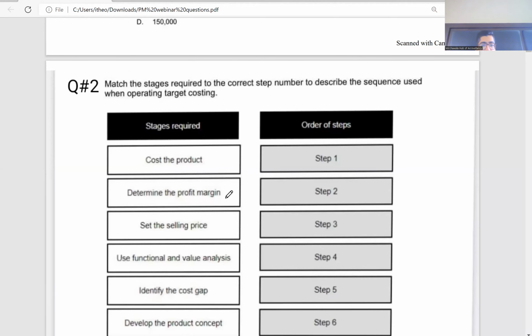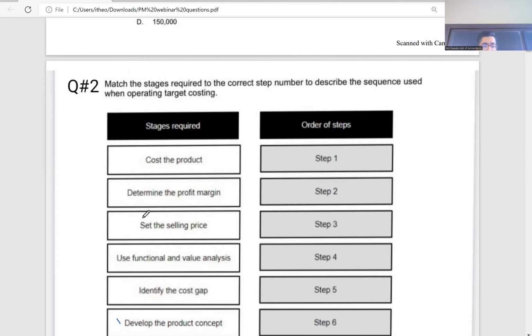Cost of the product, determine the profit margin, set the selling price, use functional and value analysis, identify the cost gap, develop the product concept. Now, if you see these options, what do you think among all is going to be the first step? Develop the product concept. Okay.